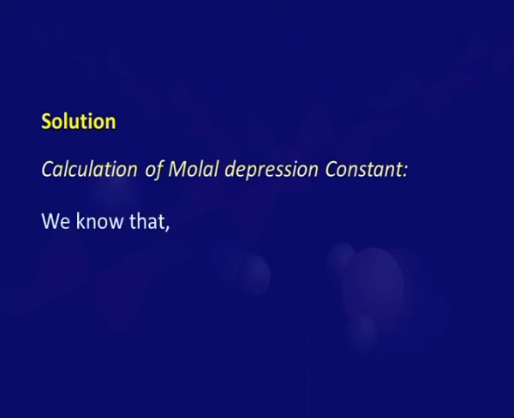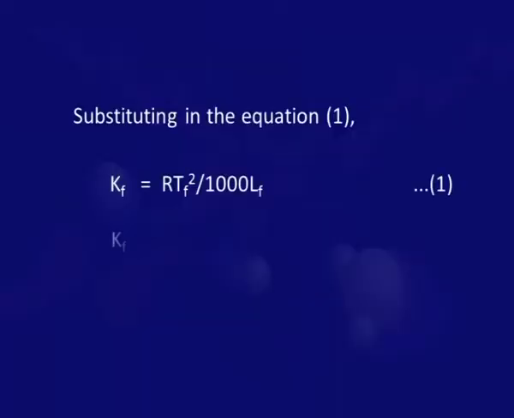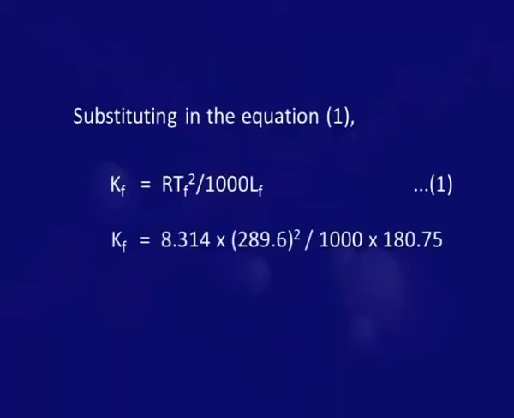Now we have to calculate molar depression constant first. We know that Kf is equal to R Tf square upon 1000 Lf. Remember that Lf is given in joules per gram, hence you have to use the value of R in joules per Kelvin per mole, which is equal to 8.314 joules per Kelvin per mole. So putting all these values in the relationship, we will get Kf equal to 3.86 Kelvin kg per mole.